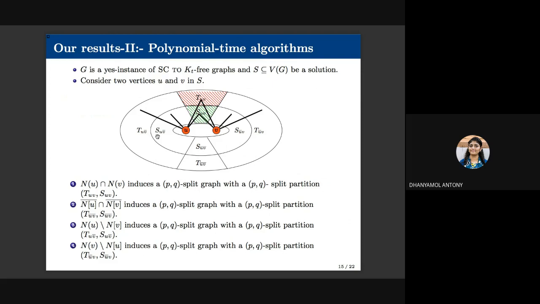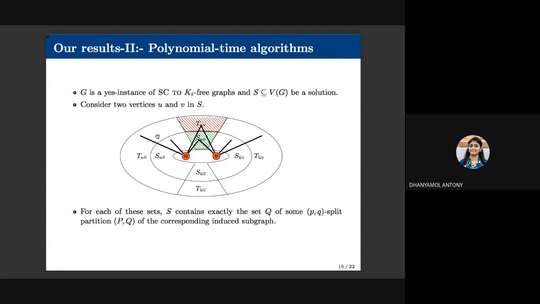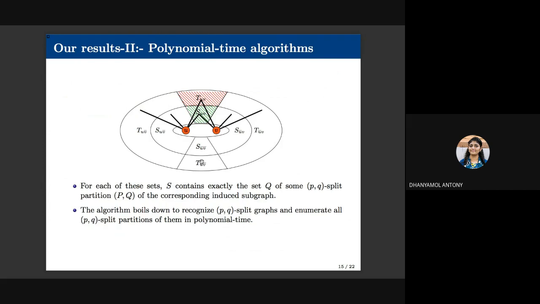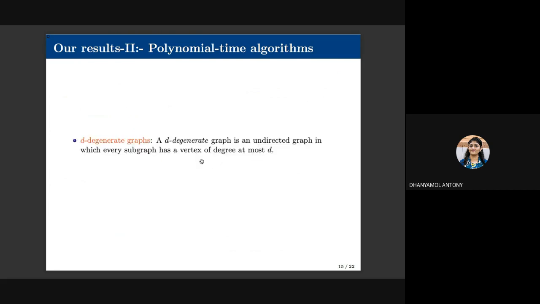Now our aim is to find the solution set S, and for each of these four sets, the solution S contains exactly the set Q of some PQ split partition (P, Q) of the corresponding induced subgraph. Thus, the algorithm boils down to recognizing a PQ split graph and enumerating all PQ split partitions of them in polynomial time.